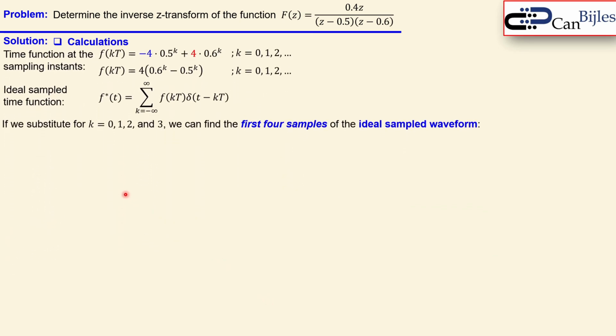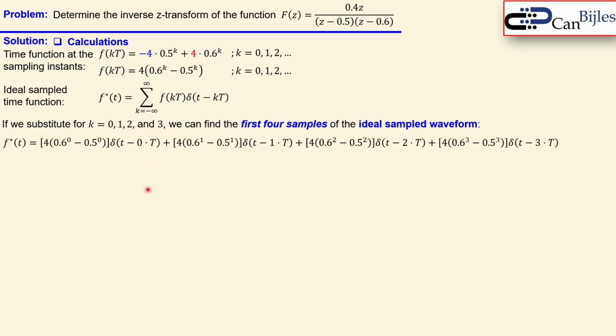We can of course do it for an infinite number of samples, but let's illustrate it for a couple of samples. In this case we use k 0, 1, 2 and 3, so we have the first 4 samples in this ideal sampled waveform. So we substitute here again the f of kT, which is the function we just determined, and this delta function is valid for specific situations, as k goes from 0 to 1 and from 1 to 2, etc. So let's work it out in detail.